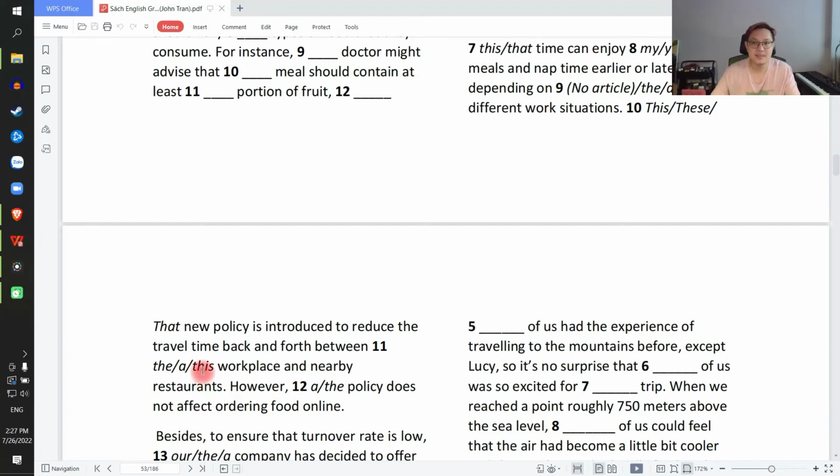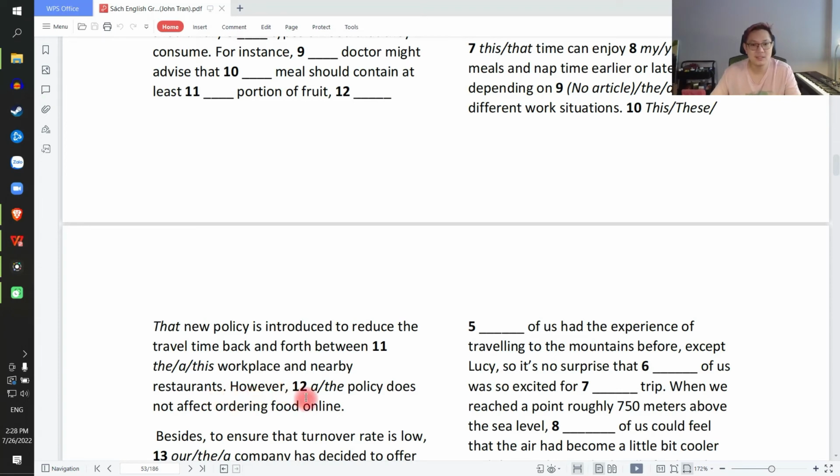You can use this workplace, but it sounds weird when you want to say this workplace at this company that we are talking about. Mình có thể dùng this workplace, nơi làm việc này, để nói về cái công ty mà mình đang nói về, nhưng mà nó nghe nó kỳ lắm. It sounds really weird, you know. So it's the workplace. Nghe kỳ lắm cho nên là the workplace ổn hơn, and nearby restaurants.